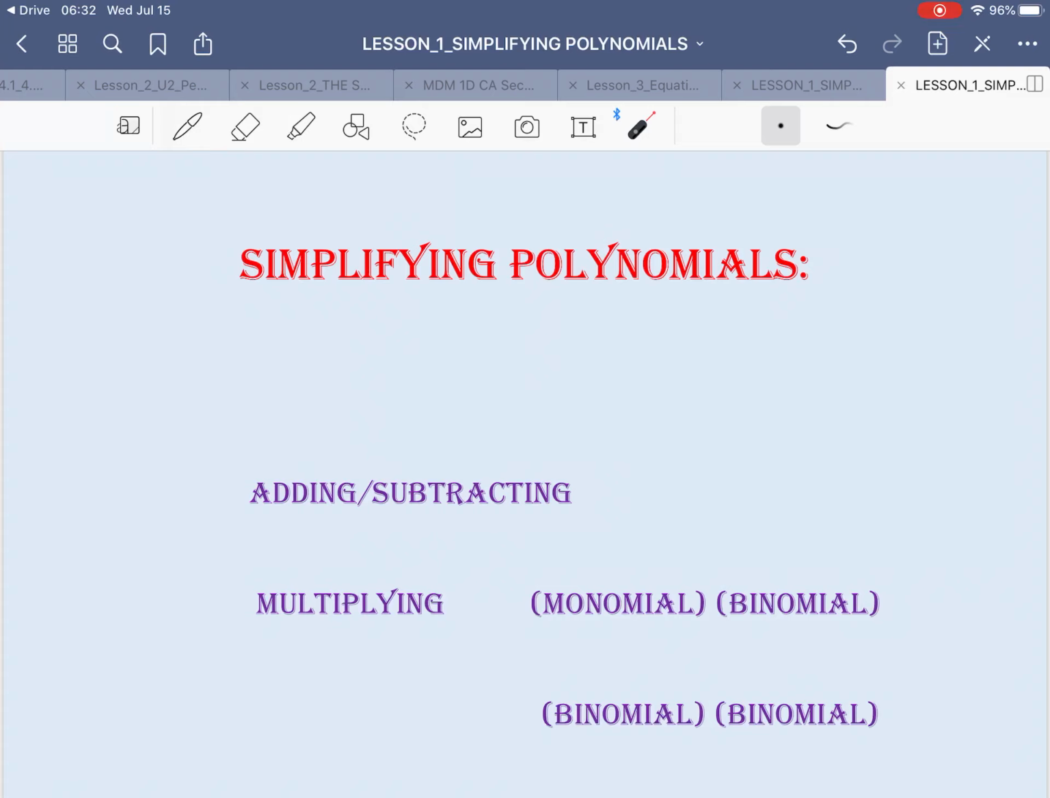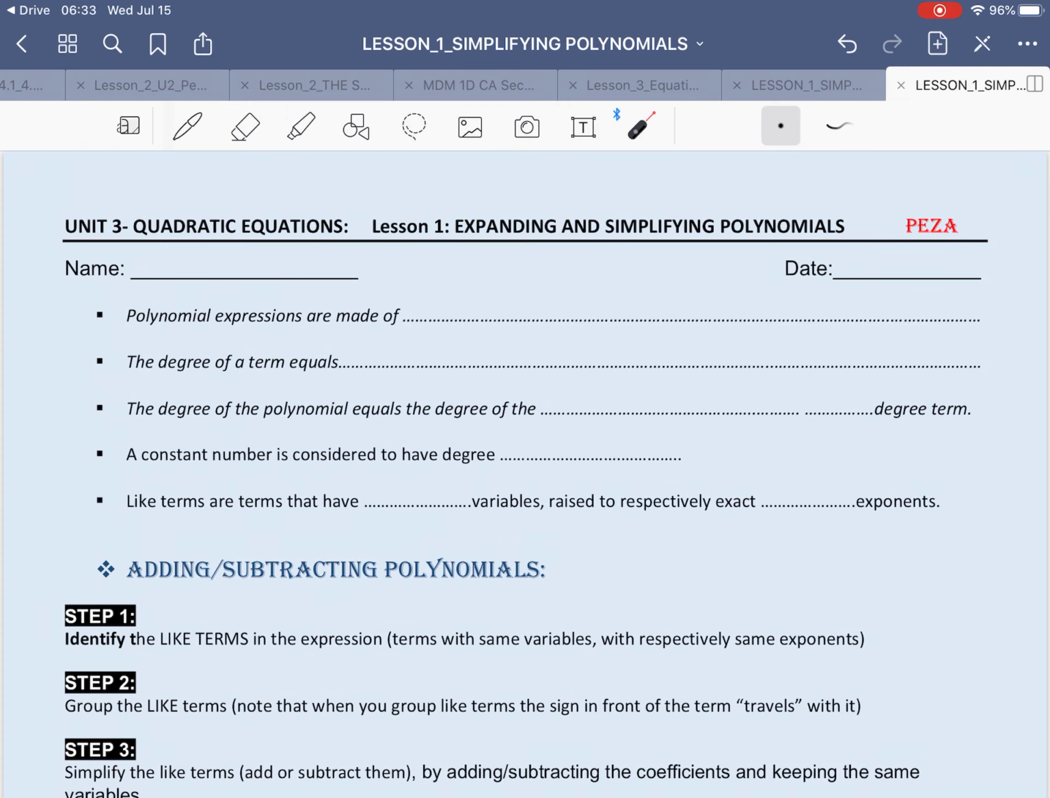Hello and welcome. In today's lesson, we will discuss simplifying polynomials. Our conversation will be focused on adding and subtracting polynomials and multiplying them. When it comes to multiplication, we'll talk about how we multiply a monomial by a binomial, and then how we multiply two binomials together. This lesson can be used for grade 10 academic or applied, and why not for grade 9s as well. So let's get started.